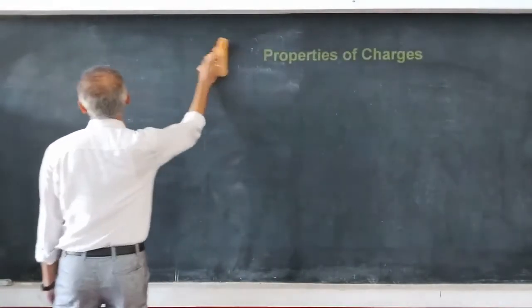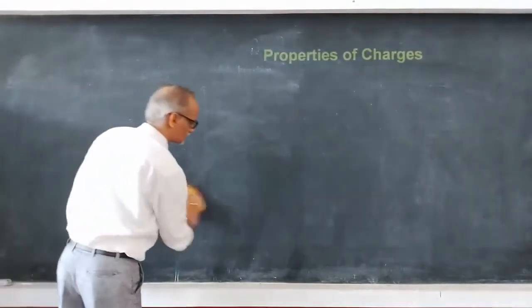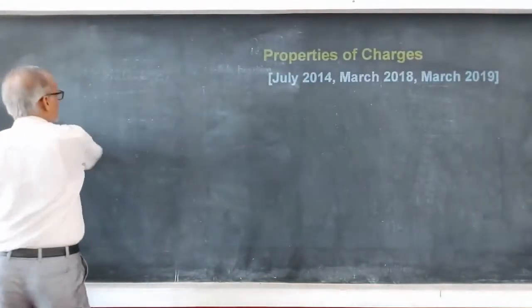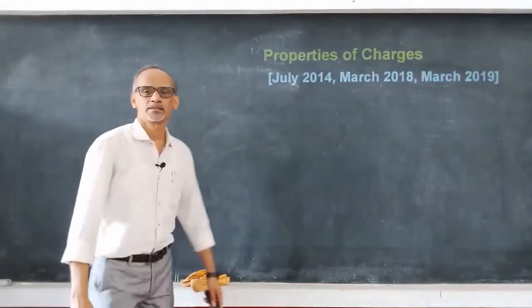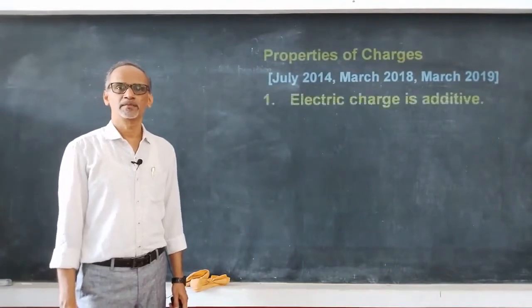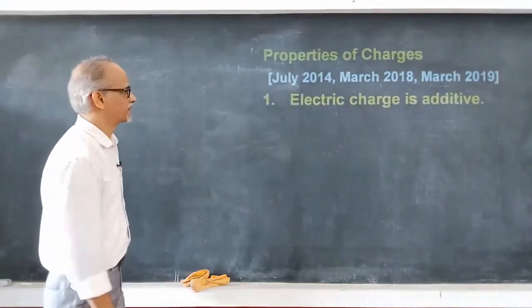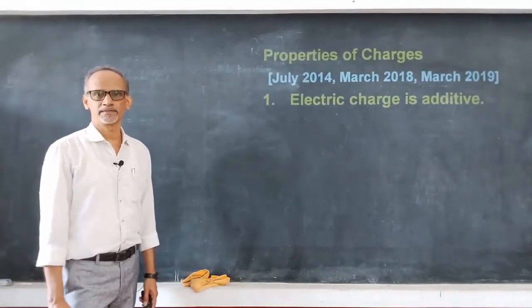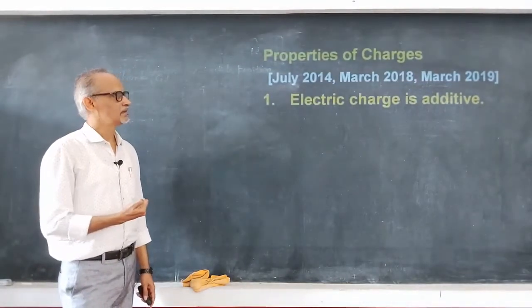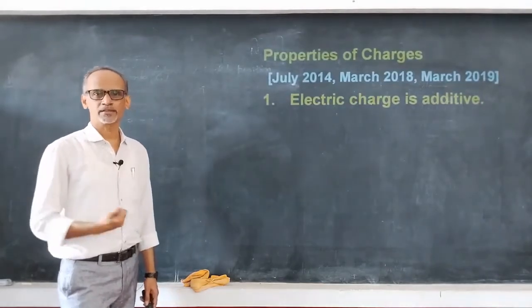So what are the various properties of the charges? This is an important question. As you can see, it has appeared 3 times in the examination, and let's see the properties one by one. The first property: electric charge is additive. What do you mean by charges are additive? Since it is a scalar, we can just add the charges.